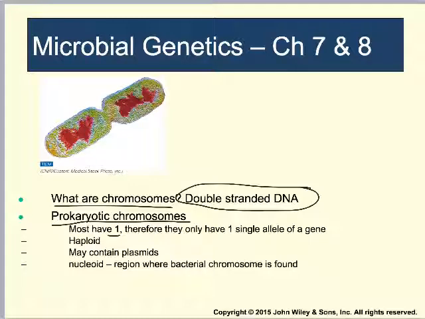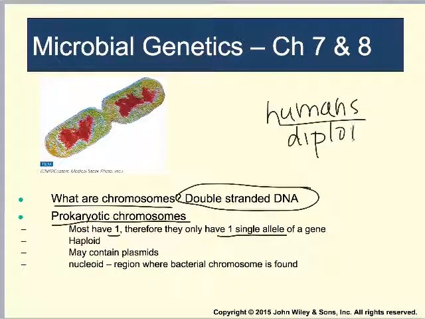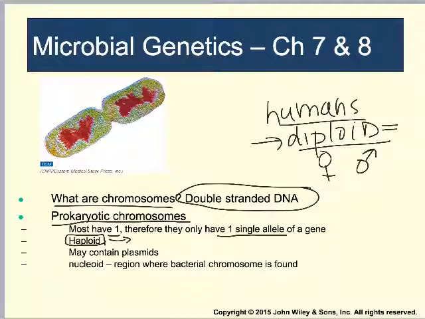So it's important to remember that they only have a single copy of each gene. Humans and other animals are diploid, right? So we have two copies of each gene. We have one from our mom, one from the dad, so we end up with two copies, and that's called diploid. But bacteria are haploid, so they only have one copy. Diploid is also referred to as 2N, so 2 times the number of chromosomes. Haploid is 1N, so they only have one copy of everything.